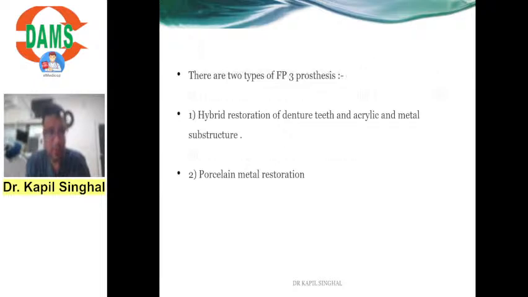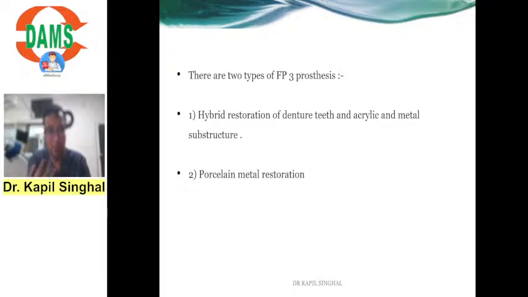So these FP3 prostheses can be of two types. They can be of acrylic, known as hybrid implant supported denture, or it can be metal ceramic or zirconia. So it can be ceramic or acrylic. When it is acrylic, it is known as a hybrid implant supported denture, also known as a hybrid denture over implants.